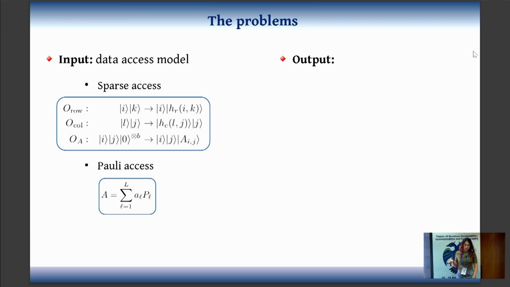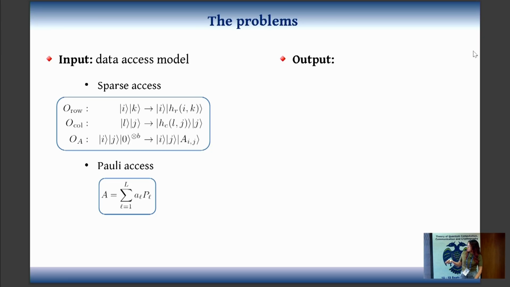So for the input, we consider two models for accessing the matrix. In the first one, the sparse access model, you are given an efficient to compute function that given a row, you can find all the columns, all the addresses of the non-zero elements. So your matrix is sparse, so only a few elements are non-zero, and you can efficiently compute the location of these non-zero elements. And given the location of a non-zero element, you can also efficiently compute the value of this matrix entry.